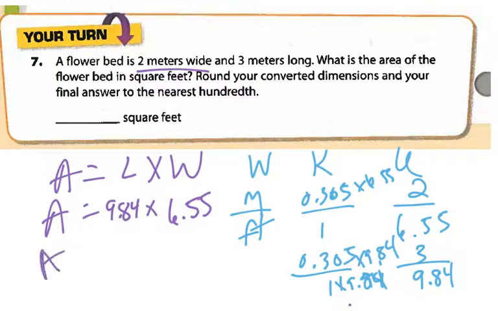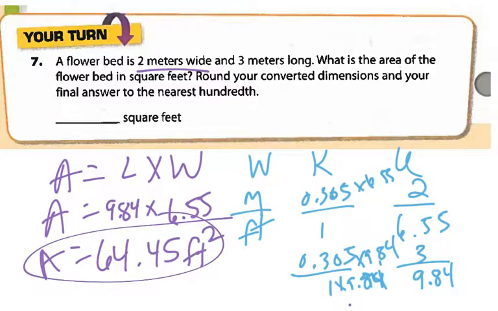So then in your calculator, to find the area in square feet, you're going to take 9.84 times 6.55, and you're going to get 64 and 45/100 feet squared for an answer. Okay? What you cannot do is take 2 times 3 and get 6 and then convert that to feet, because when you're squaring something, it will not work out right. So you need to take your 2 and your 3 and convert that to feet and then multiply together to get the answer.